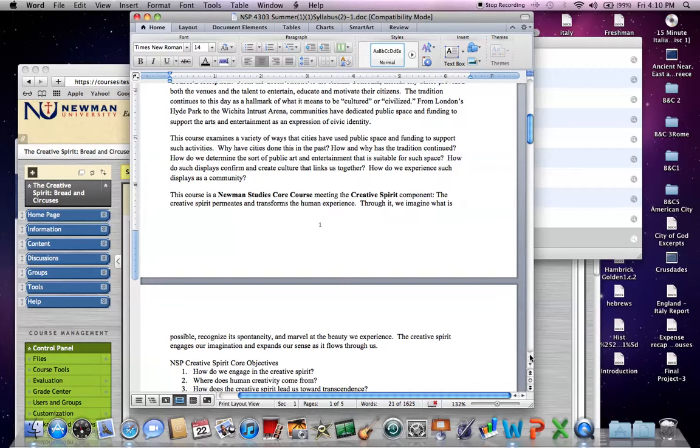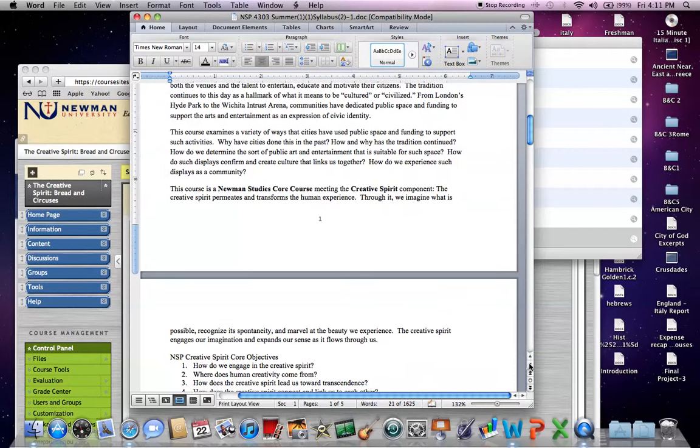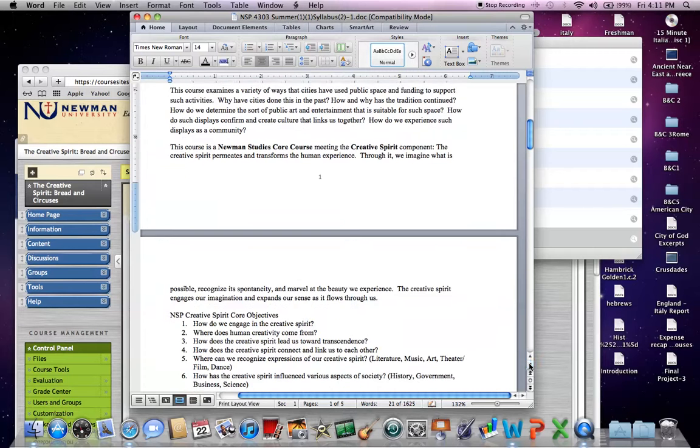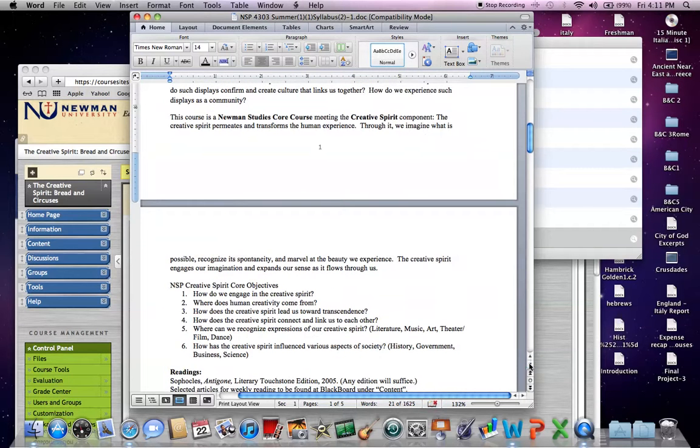These last two issues absolutely get us down to this notion that this course is a Newman Studies core course, and it meets the creative spirit component. The Newman Studies program identifies the creative spirit as something that permeates and transforms the human experience. Through it, we imagine what is possible, we recognize creative spontaneity, and we marvel at the beauty we can experience through the creative spirit. The creative spirit engages our imagination, expands our sense as it flows through us.